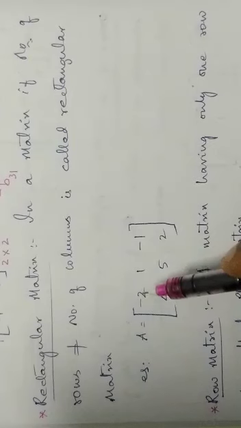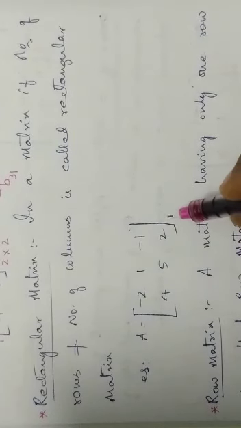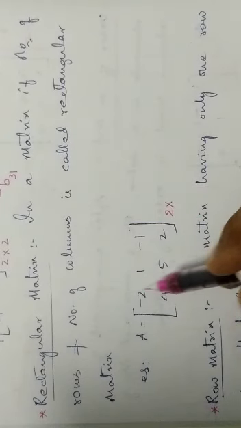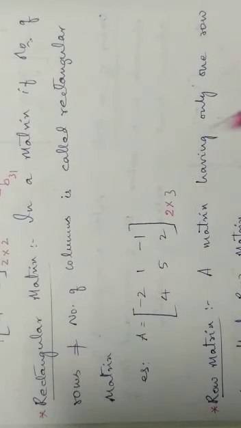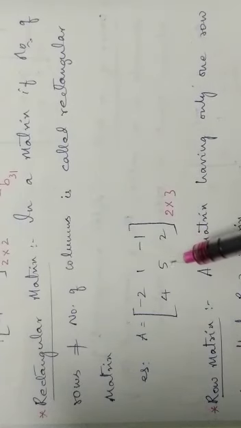How many rows? 2 rows. How many columns? 3 columns. Number of rows is not equal to number of columns. So this is a rectangular matrix.